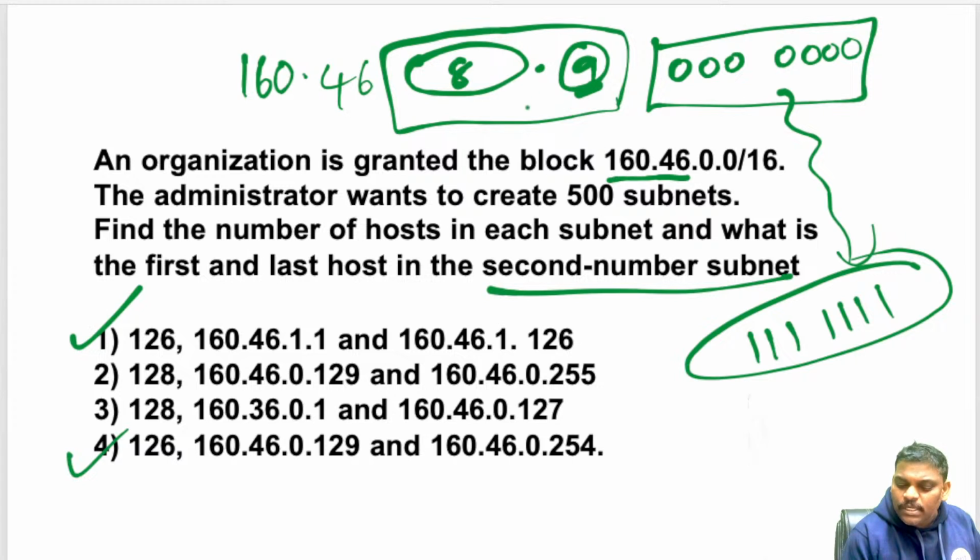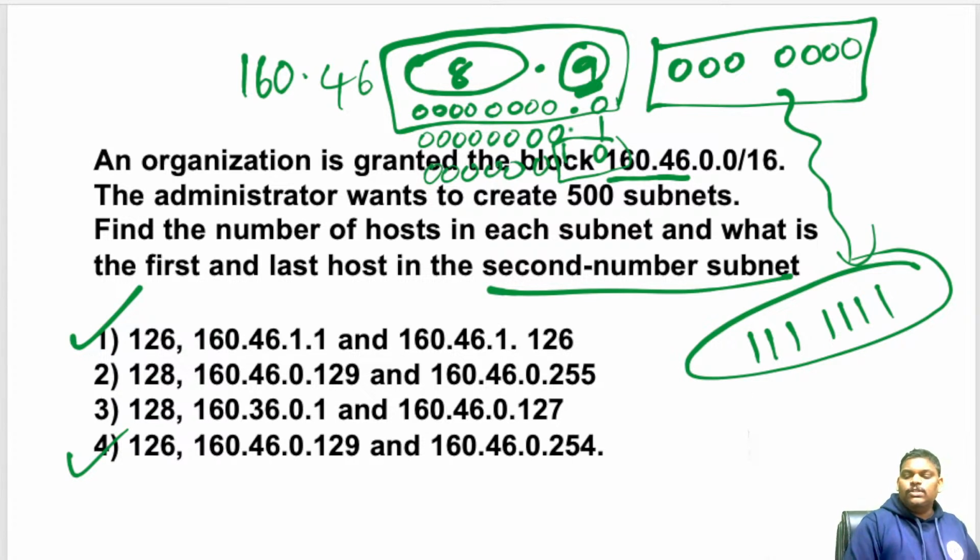Out of these 9 bits, see what I am doing. So 9 bits: 8 zeros dot 0 1. Next one, 8 zeros 0 1, something like this. Lastly 1 0. 0 1 is the first subnet. 1 0 is the second number subnet. Right? And one more, what is it asking?